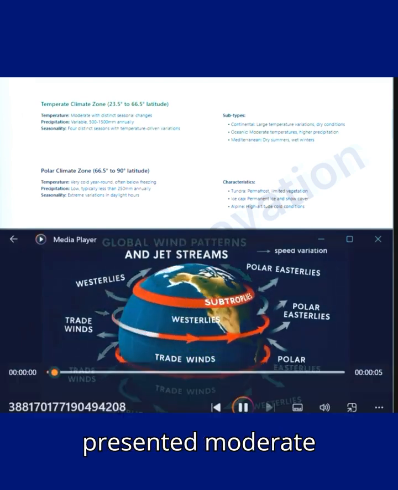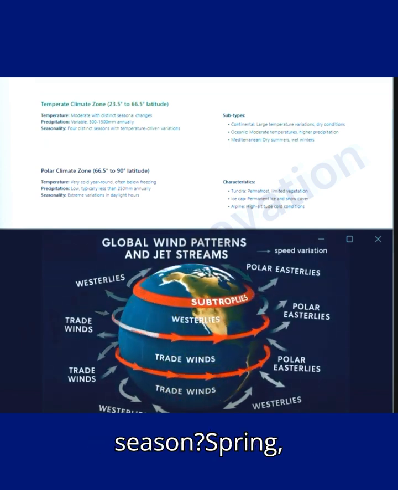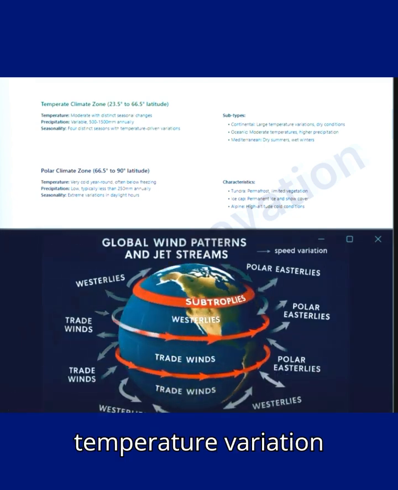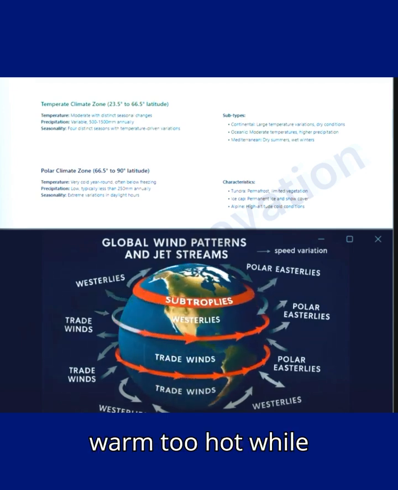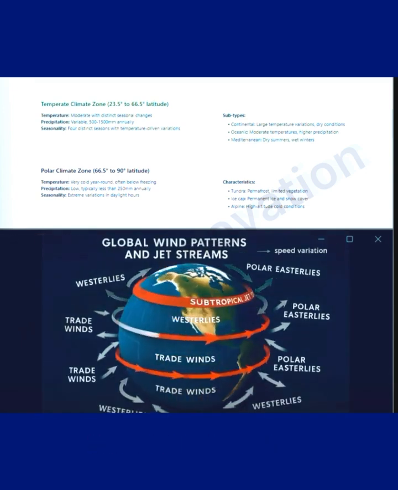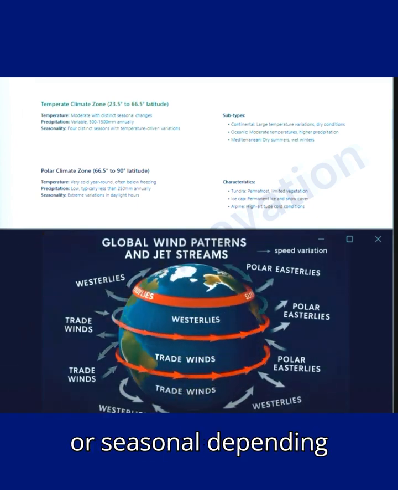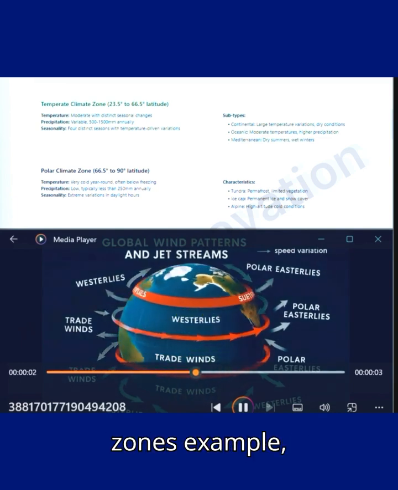So what are their climate characteristics? They have moderate temperature with 4 distinct seasons. What are those 4 distinct seasons? Spring, summer, autumn and winter. Greater temperature variation than tropical regions. Summers can be warm to hot, while winters can be cool to cold. Moderate precipitation which can occur year round or seasonally depending on location.